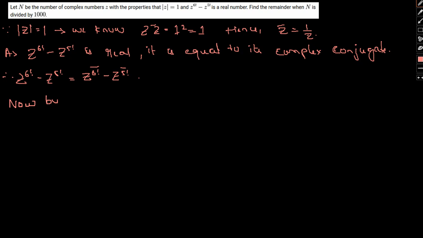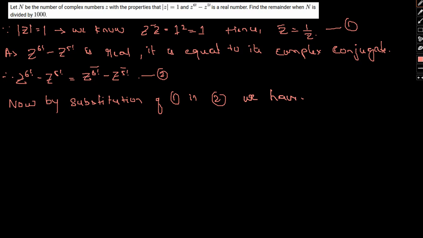Now by substitution, say this is 1, this is 2. Of 1 in 2 we have z, so 6 factorial means 720, minus z to the power 120, equal to 1 by z to the power 720 minus 1 by z to the power 120.